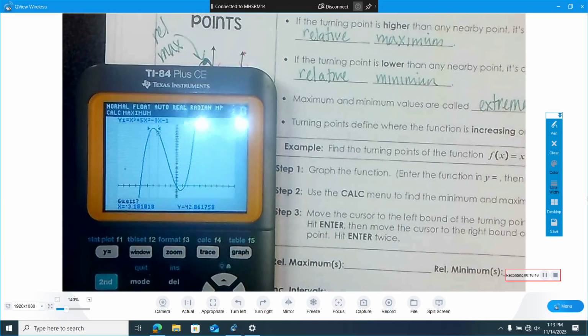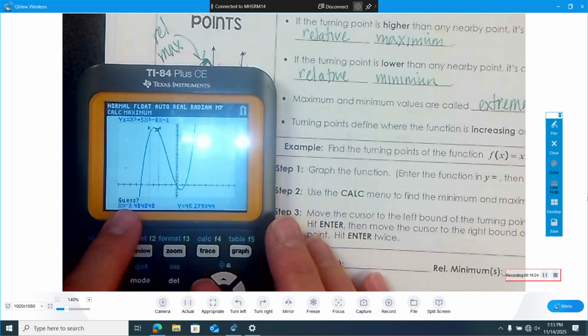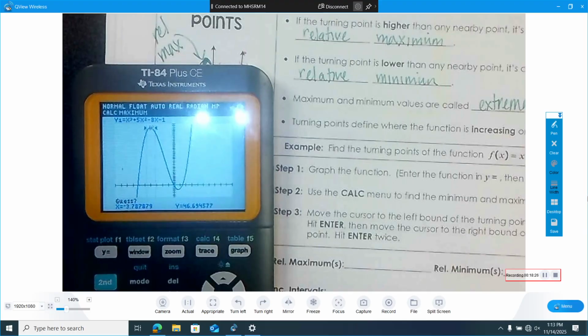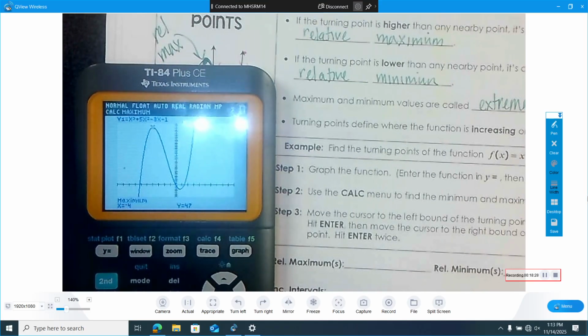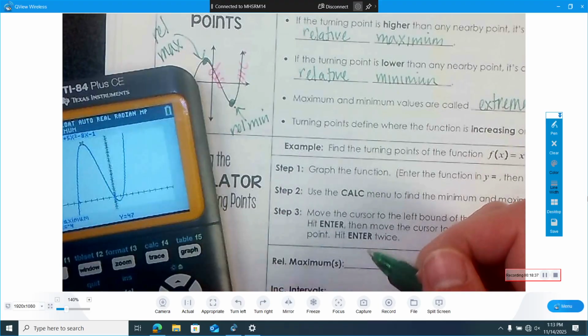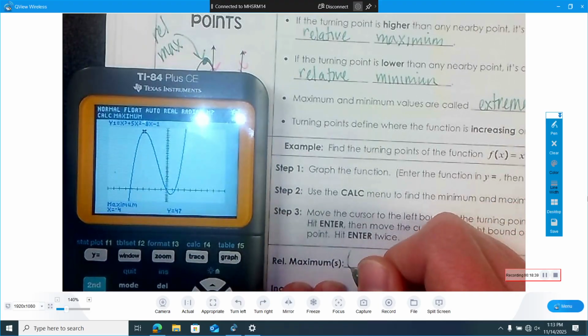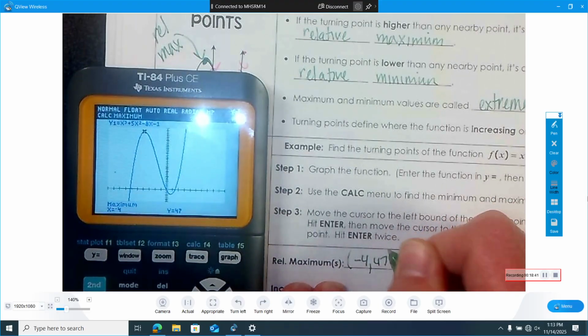So it's actually just going to look between these x values and calculate the highest y one. And now Tinkerbell wants a guess, so we go back to the maximum and hit enter. It's sort of left enter, right enter, maximum enter. And if it says the word maximum, then you know you did it right. So the relative maximum here is at negative 4.47.